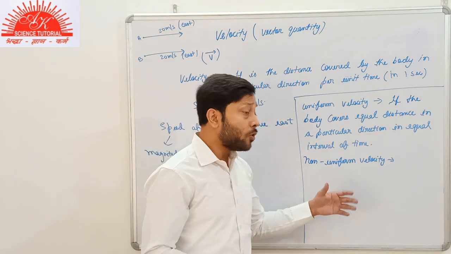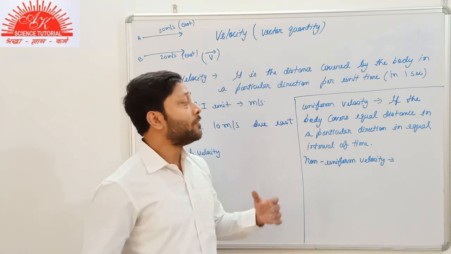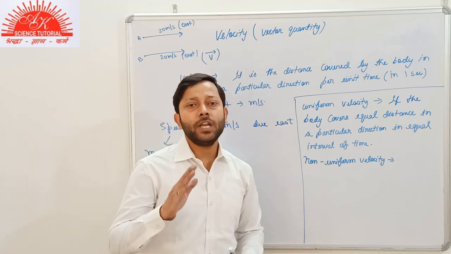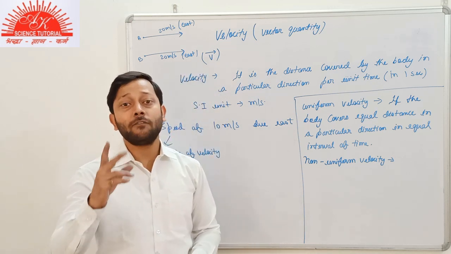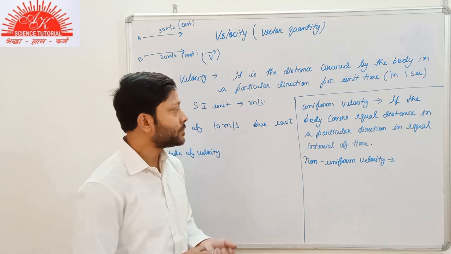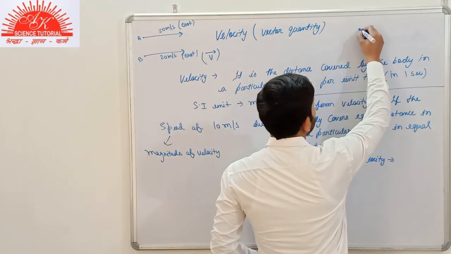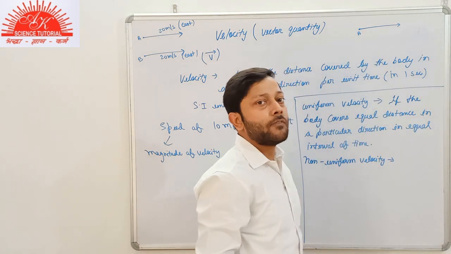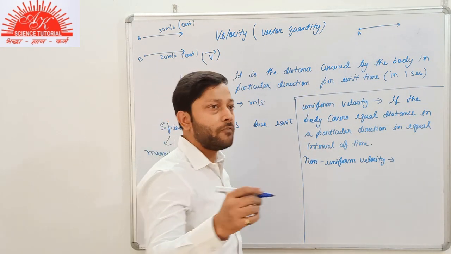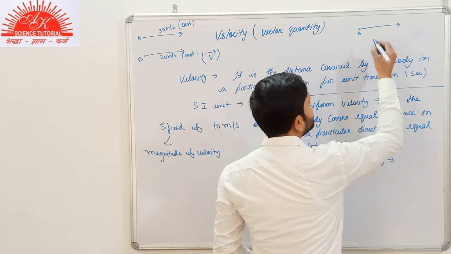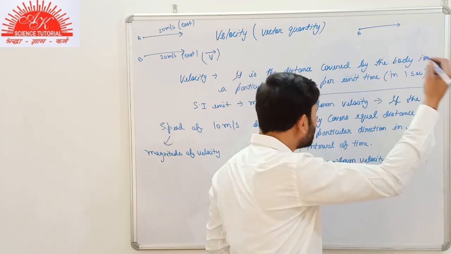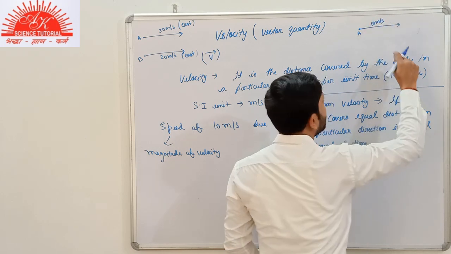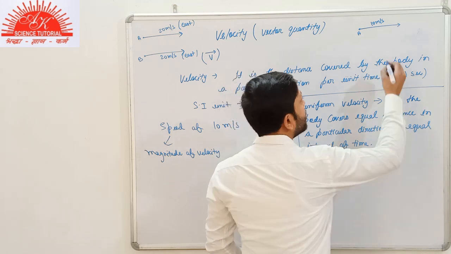If we talk about non-uniform, it means the velocity would not be the same, would not be constant. So if we need to change the velocity of a body, we have two options. We can do two things. Suppose the body moves in this direction. If we have to change the velocity of the body, we can change two things. Either we change the magnitude of velocity. Suppose the body was initially moving with 10 meter per second. The magnitude of velocity is 10 meter per second.